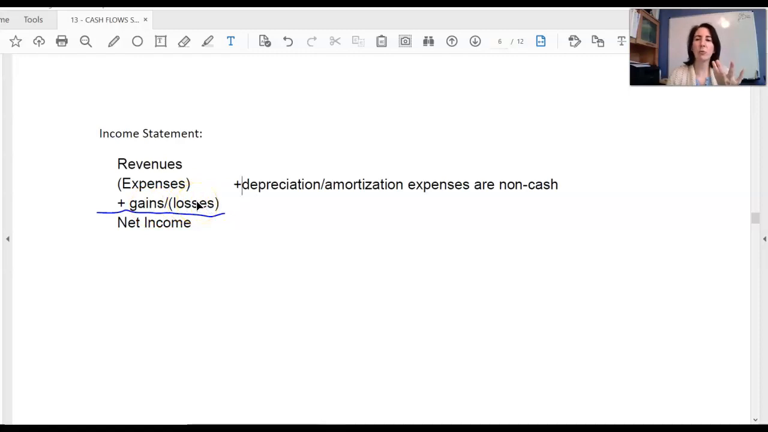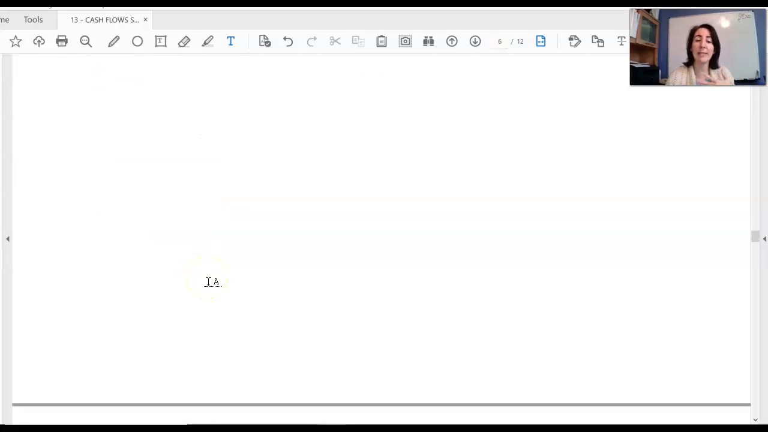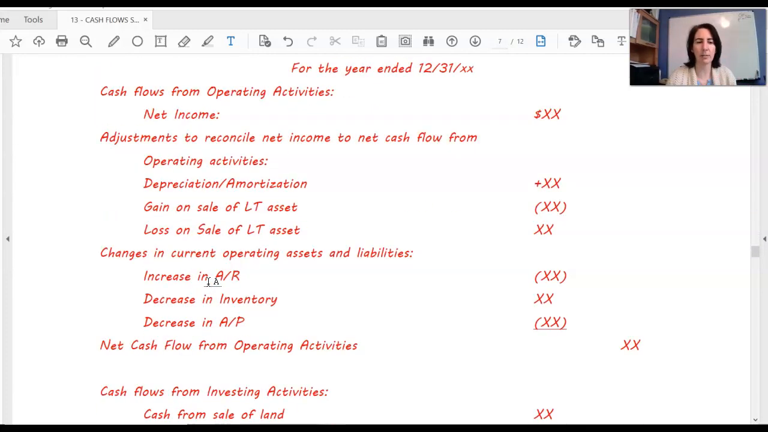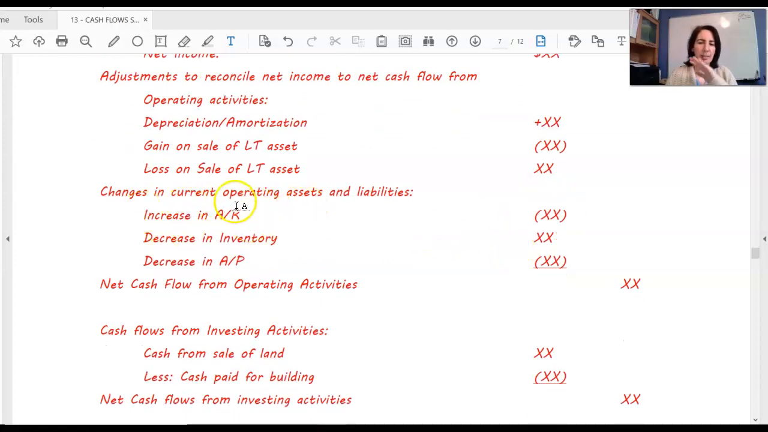If I'm trying to get back to a true cash picture, I have to do the opposite. I have to back them out. So I'll subtract any gains and add any losses. All right, that's it for that part of the operating section.